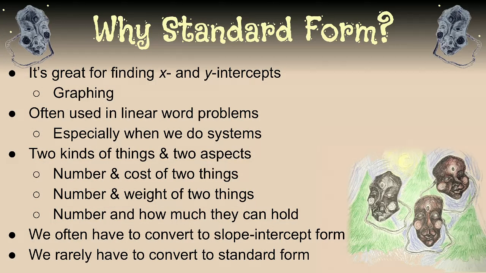And we often have to convert to slope-intercept form. So standard form is not very helpful when we look at it. So we're often asked to convert to slope-intercept form, which we are most comfortable with, but we rarely have to convert to standard form. Questions on why standard form is useful? Okay.